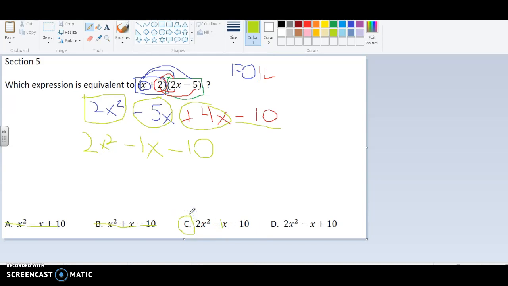All right, so that's how you do that kind of question with the FOIL method. The next video is going to have the same question but using the box method. So yes, you need to watch that first, figure out which one you like, and then you can do the practice.